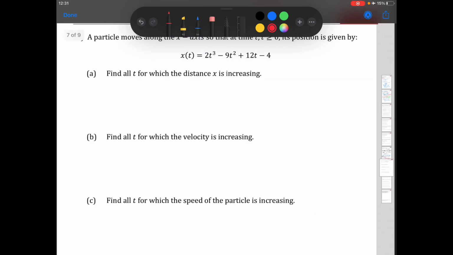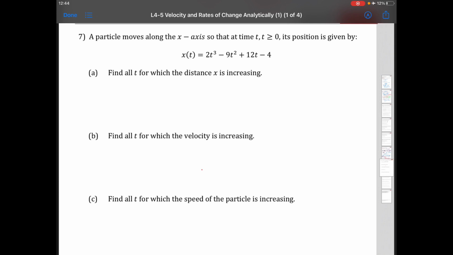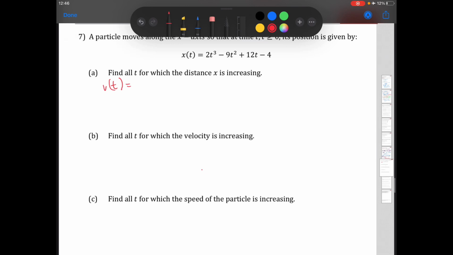So that was our warm-up. So let's get started with numbers. So here we are given a position equation. X of t equals 2t cubed minus 9t squared plus 12t minus 4, and it's asking us to find all t for which the distance x is increasing. Remember, change in distance means that's your velocity, it's your first derivative. So I'm going to find my v of t, which would be 6t squared minus 18t plus 12.